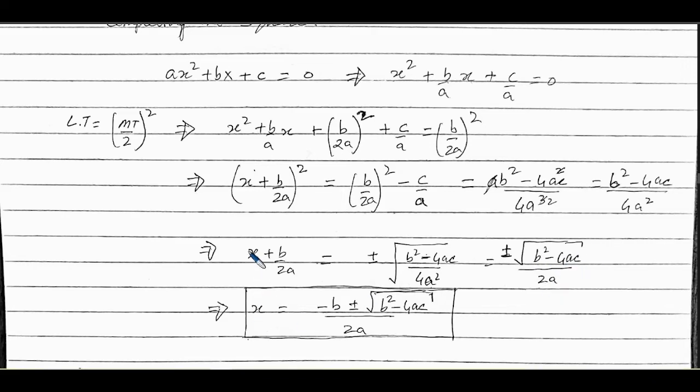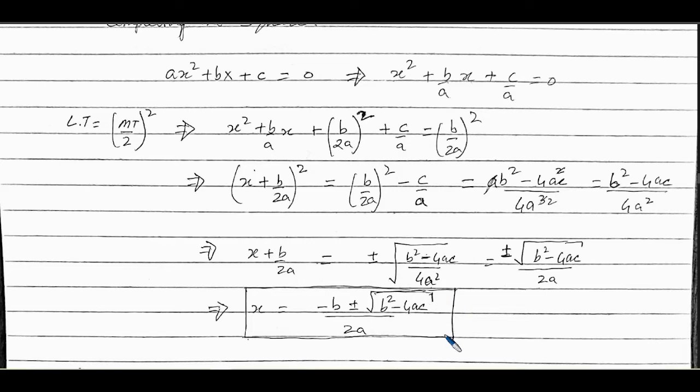So x is equal to minus b plus or minus square root of b square minus 4ac by 2a. So this is the formula for the unknown in the quadratic equation.